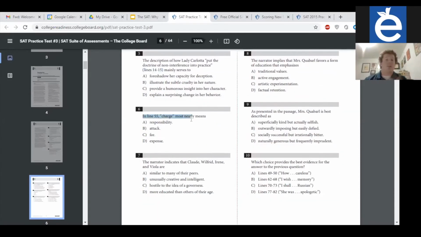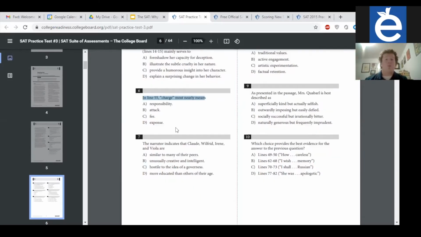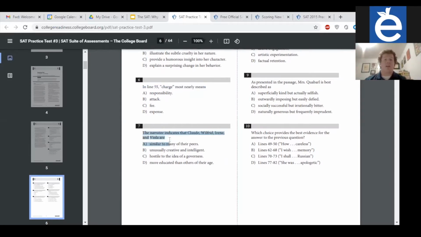We get to number 6, line 55, charge most nearly means. So that's another vocabulary question. Those are ones that we probably want to do first. Moving on to number 7. The narrator indicates that Claus, Wilfred, Irene, and Viola. This kind of question is probably one that you want to do last. These are some of the more difficult kinds of questions that you'll see, depending on the passage.